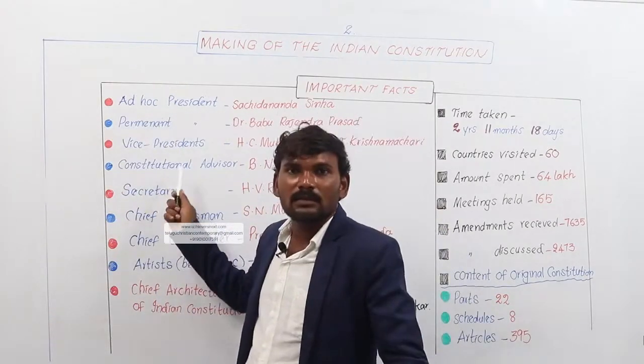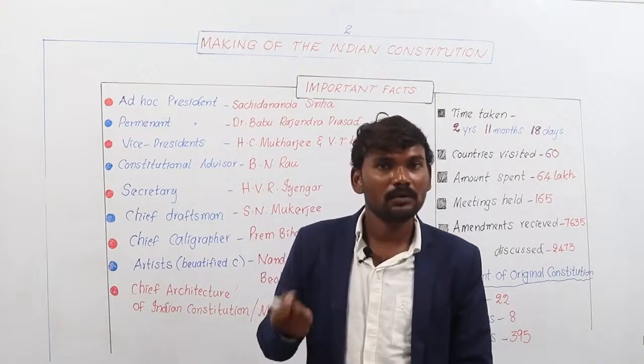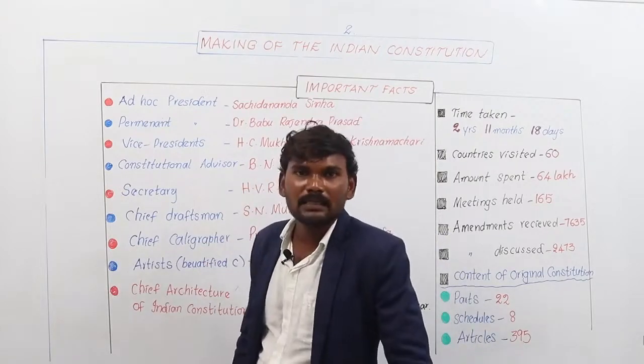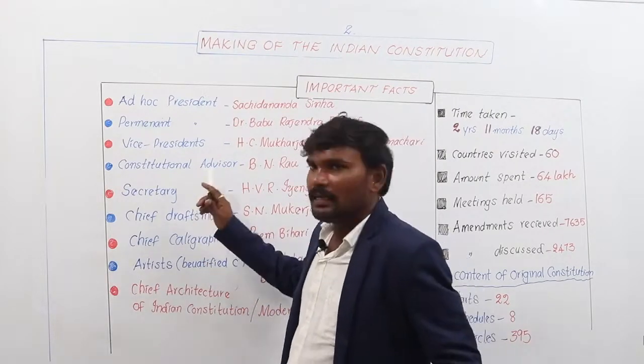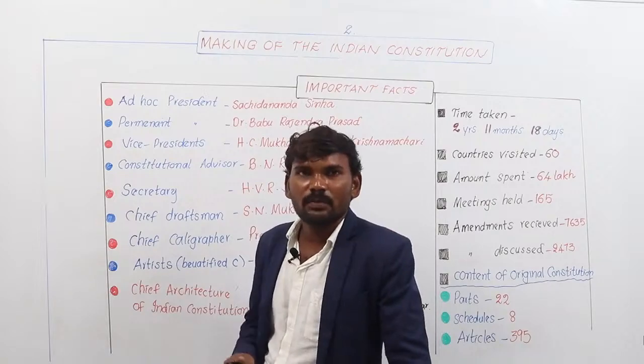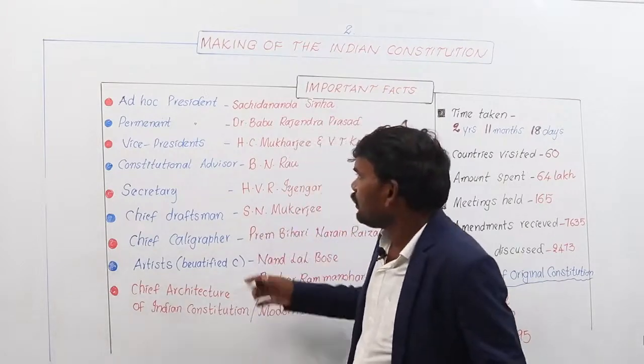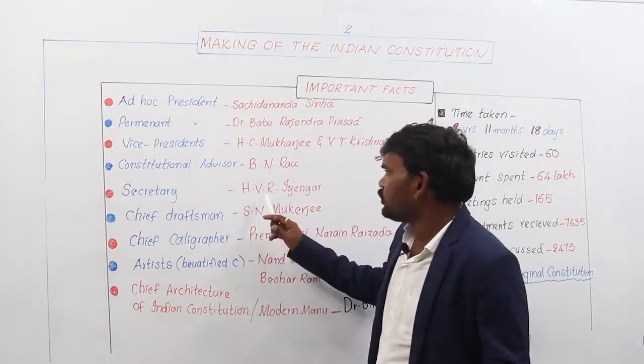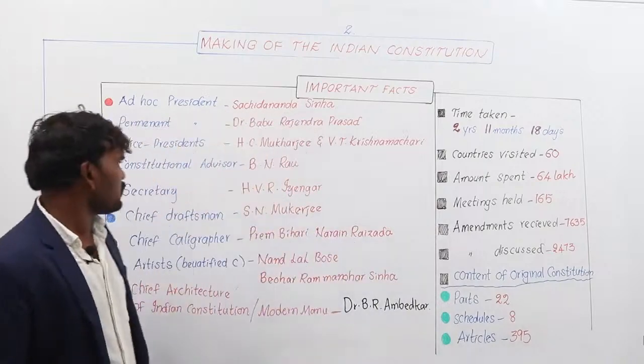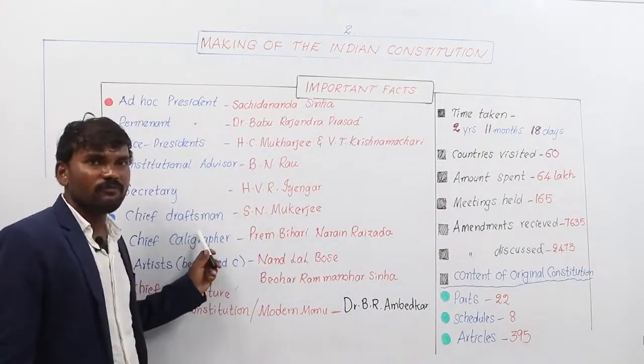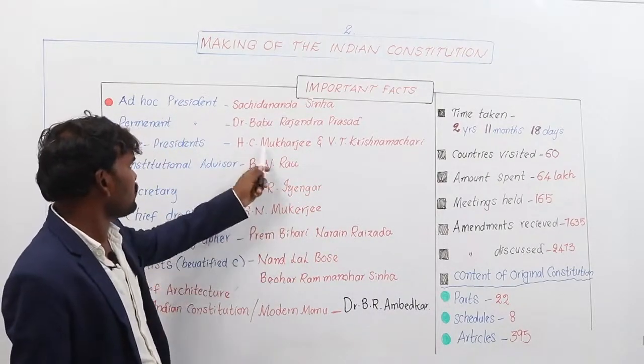Okay, next, the legal advisor of the Constituent Assembly. The constitutional advisor or legal advisor is B.N. Rao, Benegal Narsing Rao. He is the legal advisor to the Constituent Assembly. First of all, he prepared a draft constitution. Next, the secretary to the Constituent Assembly was H.V.R. Iyengar. The chief draftsman of the Constituent Assembly is S.N. Mukherjee. Here H.C. Mukherjee, here S.N. Mukherjee.